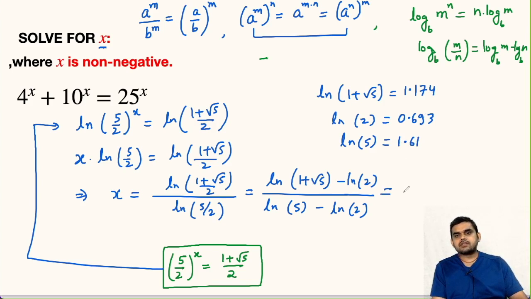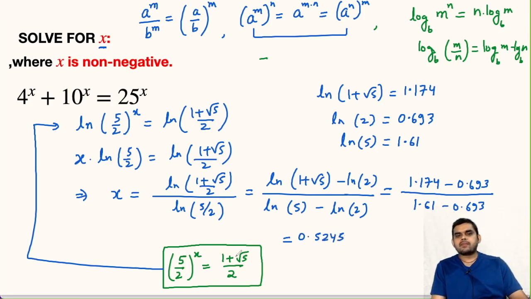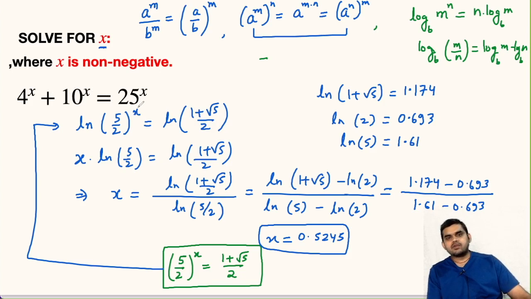So let us substitute these values. So ln 1 plus root 5, 1.174 minus 0.693 divided by 1.61 minus 0.693. On solving this, we will get 0.5245. So we have found the value of x as 0.5245.